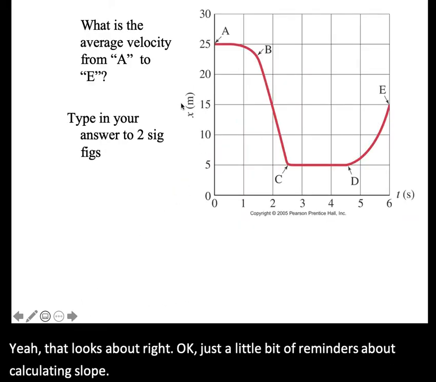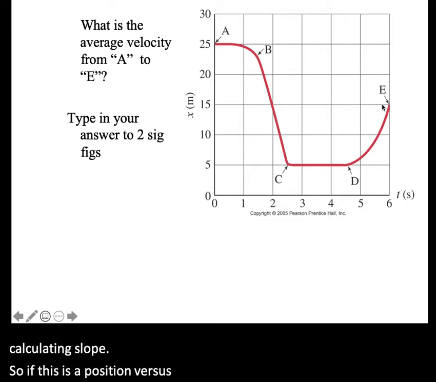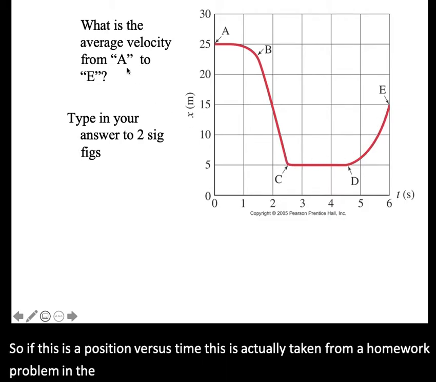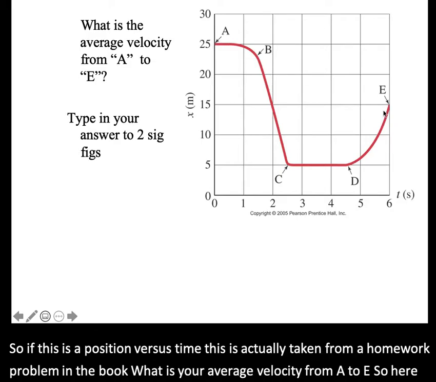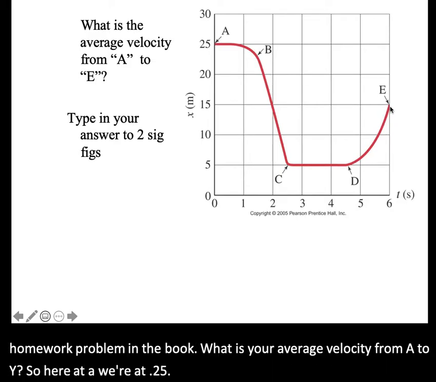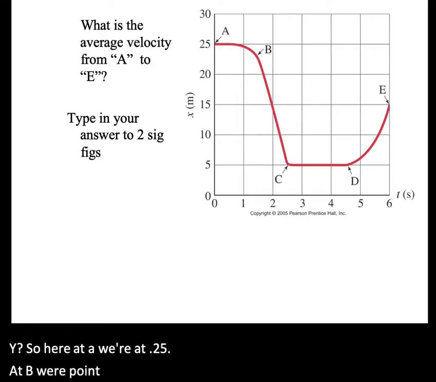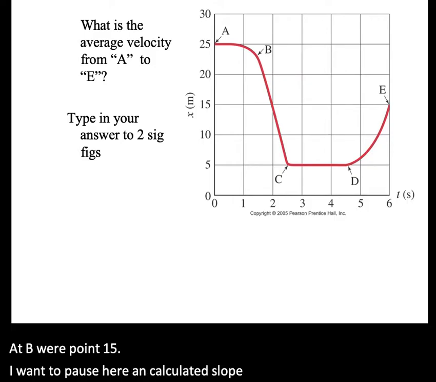So if this is a position versus time graph, this is actually taken from a homework problem in the book. What is your average velocity from A to E? So here at A, we're at 0.25. At B, we're at 0.15. Why don't you pause here and calculate the slope and commit to your answer?